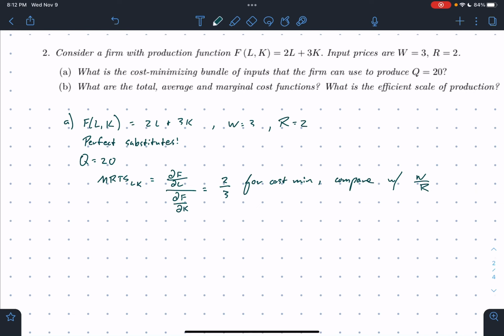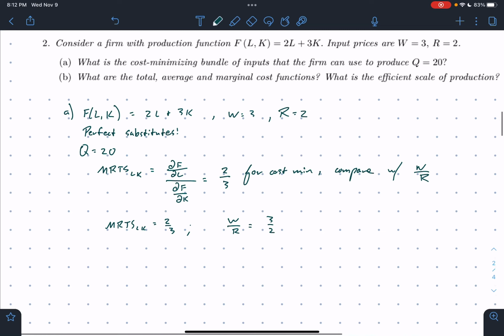So here we see that MRTS LK is equal to 2/3. We also have that W over R is equal to 3 over 2. Here I'm just using the fact that W = 3 and R = 2. So this means that the MRTS between L and K is less than W over R. So we only use K.